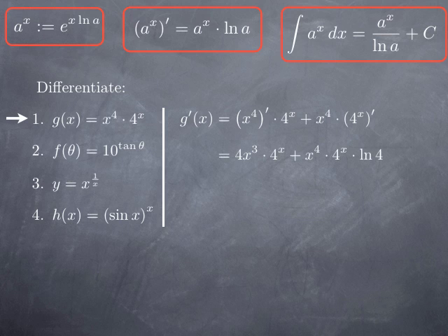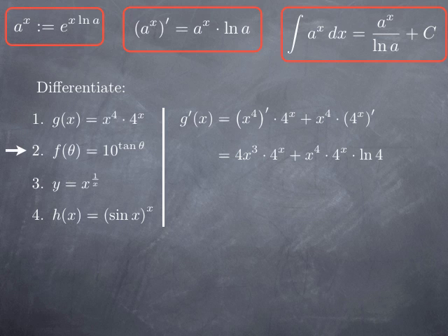On the other hand, when we differentiate 4 to the x, we have a constant base and the variable in the exponent. This is an exponential function, in this case of base 4. We apply the formula we've just seen, get the same exponential 4 to the x multiplied by the natural log of the base. So we obtain 4x cubed times 4 to the x plus x to the fourth times 4 to the x multiplied by ln of 4.